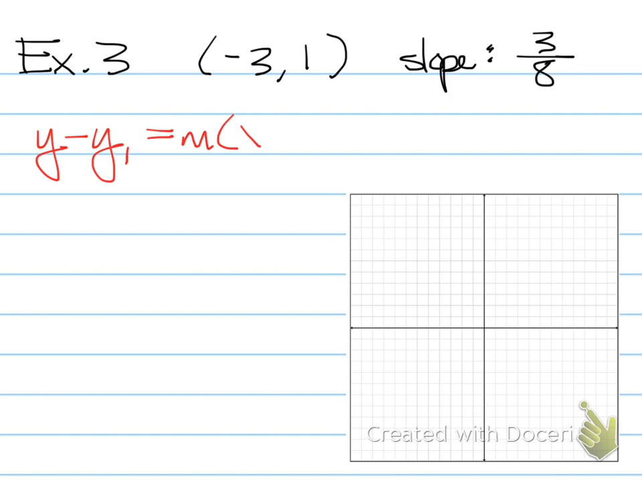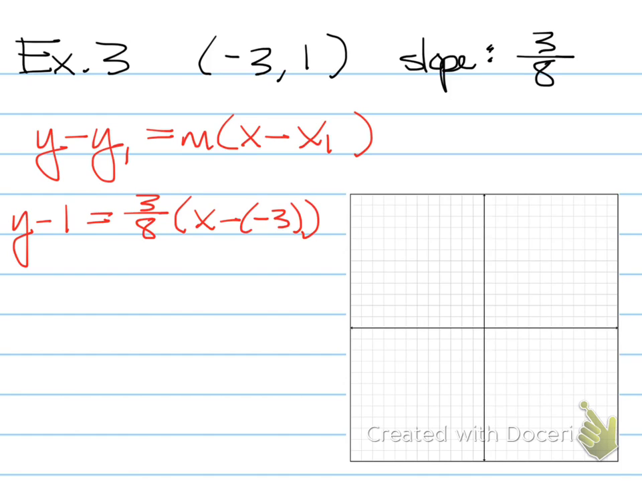And for this one, we want to plug in, for the y-coordinate, 1. For the x-coordinate, we're going to plug in -3. And for the slope, we're going to plug in 3/8. So y minus 1 equals the slope, 3/8, times the quantity x minus -3. And we just want to clean that up. X minus -3 is the same thing as x plus 3. So that is our equation written in point-slope form.